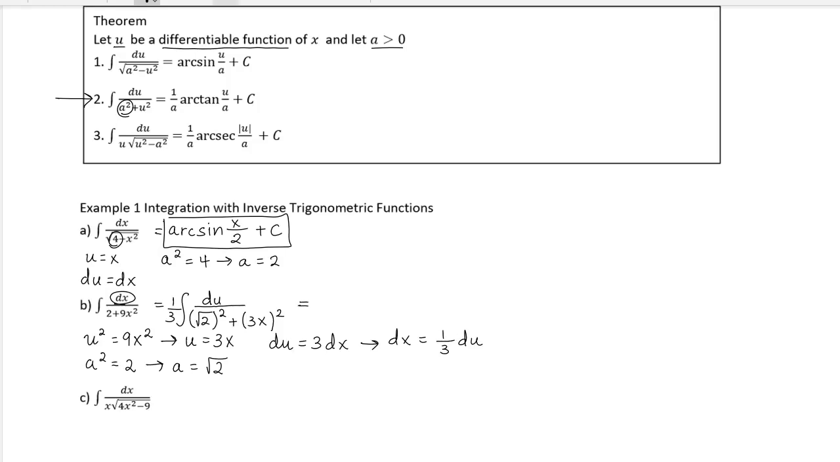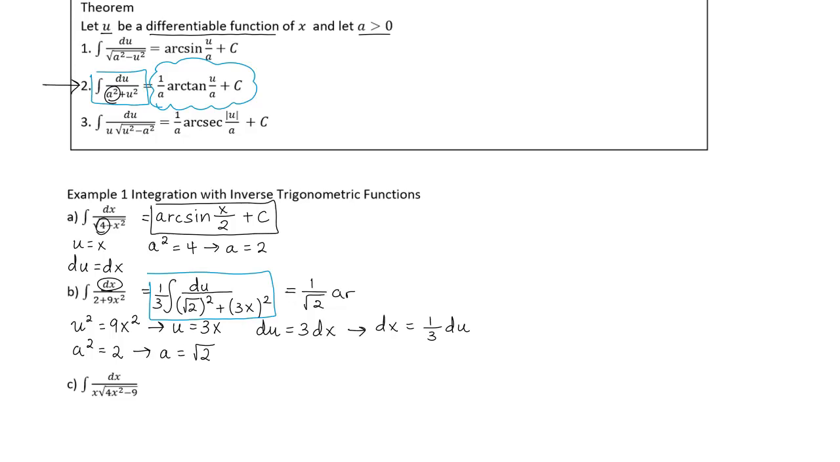And now this form very closely matches this form. So we just need to fill out the right-hand side to get our answer. So we have 1 over a, which is going to be 1 over the square root of 2, multiplied by arctangent of u divided by a. U is 3x, and a is the square root of 2, and I'll add my constant of integration plus c. And there's our answer.